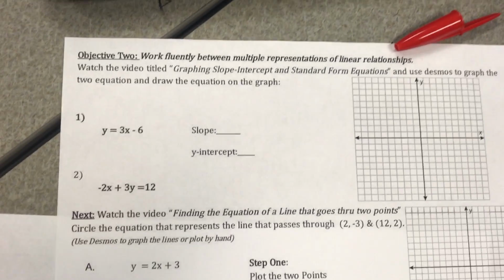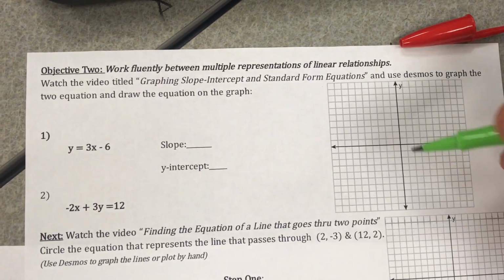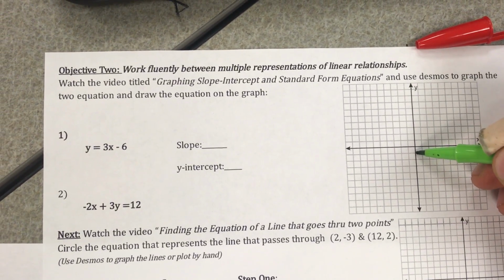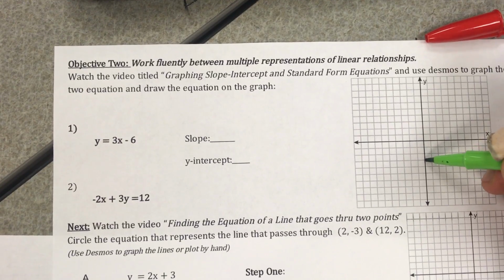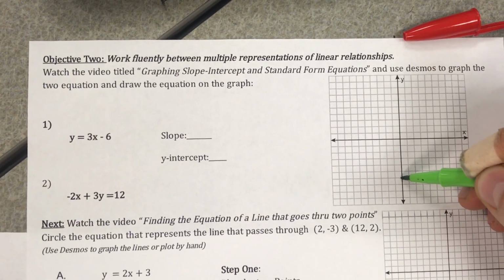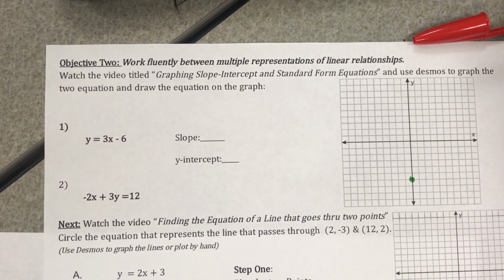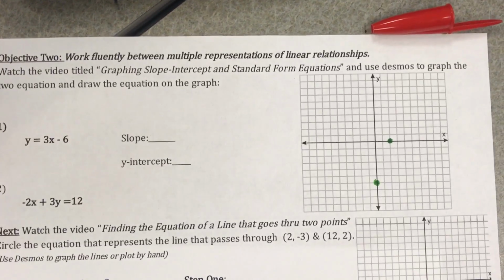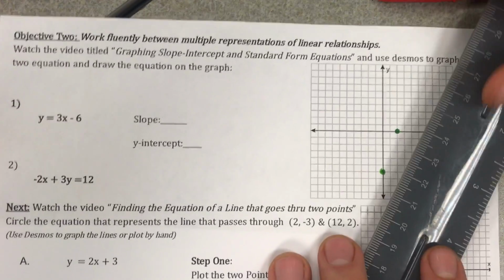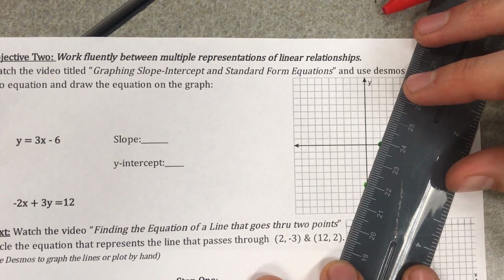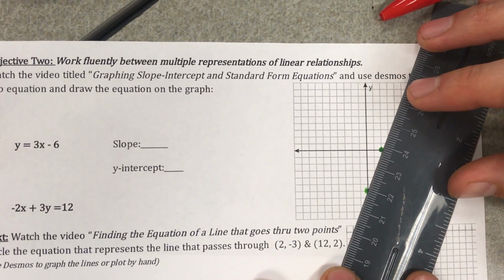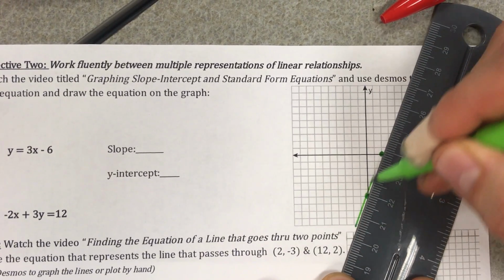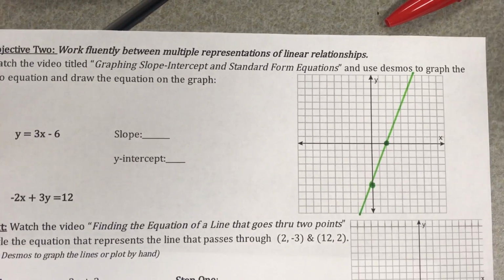So my y-intercept on Desmos was -6. So we start at 0, 1, 2, 3, 4, 5, -6. And my x-intercept was 2. So I go to 2 on the x-axis. And then I'm going to use a straight edge to recreate my graph. Alright? And there you go. There you have it.